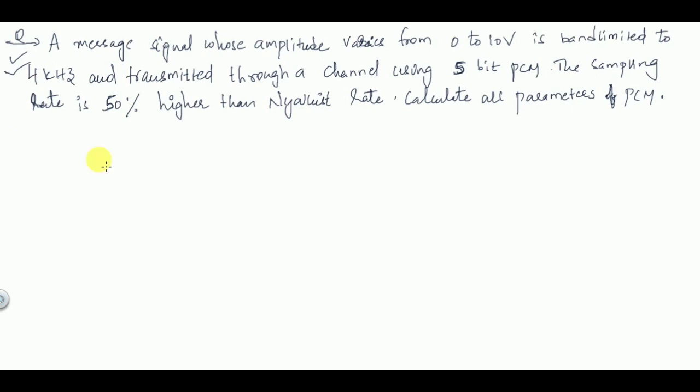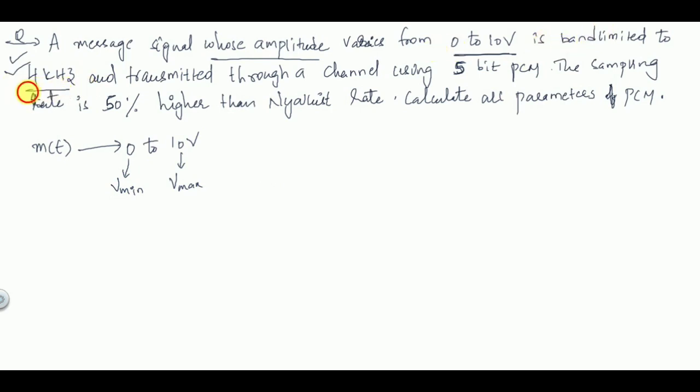Okay, right. So in this problem he has given that a message signal whose amplitude varies from 0 to 10 volts. So the message signal amplitude is varying from 0 to 10 volts. That means what does this represent? Vmax, the message signal maximum value. And what does this represent? It represents Vmin. Okay, that is the first inference.